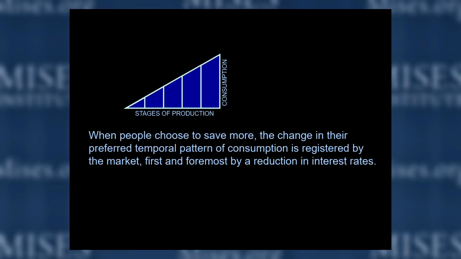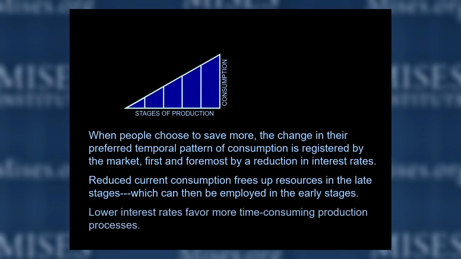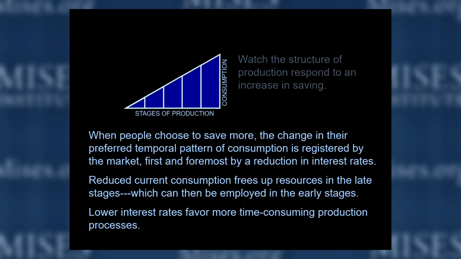People must be saving. But it's the same general shape as the triangle. When people choose to save more, the change in their preferred temporal pattern of consumption is registered by the market, first and foremost, by a reduction in interest rates. And let's see. Reduced current consumption frees up resources in the late stages, which then can be employed in the early stages. I should say, which some can be employed in the early stages. So it looks different. Let's see. So watch the structure of production respond to an increase in saving.